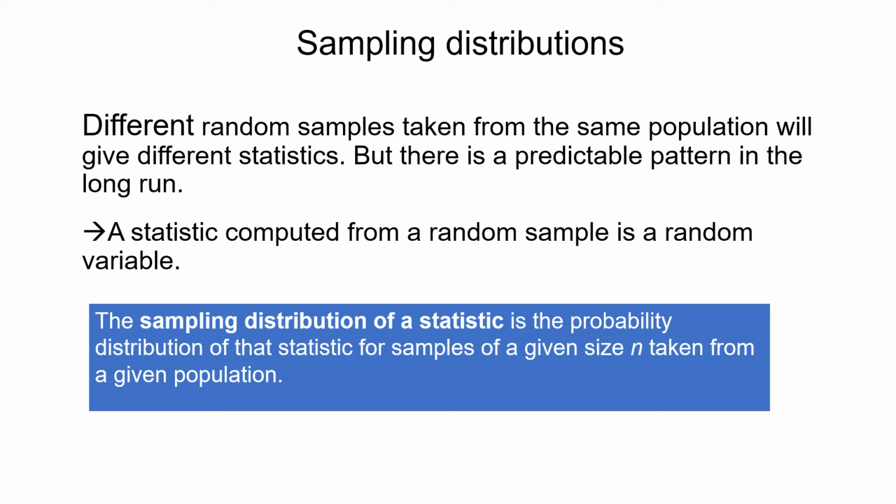So the sampling distribution of a statistic can be a sampling distribution of mean, of standard deviation, or of proportion, because the mean, standard deviation, and proportion of those samples are all called statistics. In the place of statistic, you can use mean, standard deviation, or proportion, whatever you get for a sample. The sampling distribution of a statistic is the probability distribution of that statistic for a given size n. In our case, the size was 4, taken from the given population. It must be from the same population. Remember that.